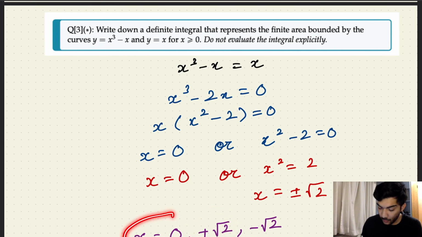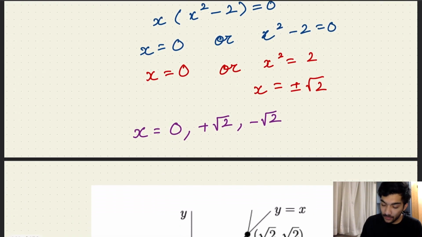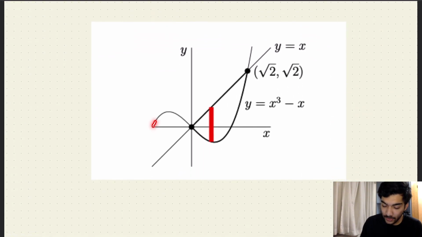And based on these intersection points, you'll get a clear idea by looking at the graph of what area you have to consider in order to solve this question. So now once you have identified the valid intersection points according to the conditions given, you will move on to sketching the graph of this function and then identifying the area between the curves. So now we have to sketch the graph of y equals x cubed minus x and the graph of y equals x on the same x and y axis. When you sketch the graph of x cubed minus x, it will look like this. And then y equals x, as you know, would sketch like this.